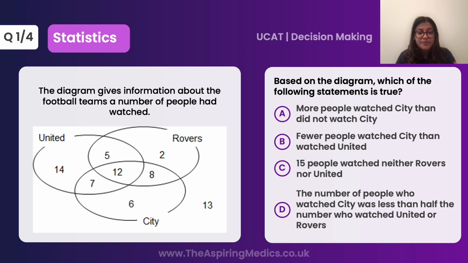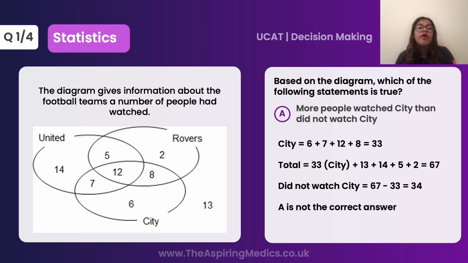Answer choice is correct. So option A, more people watched City than did not watch City. So for this, what we need to do is calculate the number of people who watched City. So this is the Venn diagram for City. So you need to add 6, 7, 12, and 8, which gives you 33. And then you need to calculate the number of people who did not watch City.